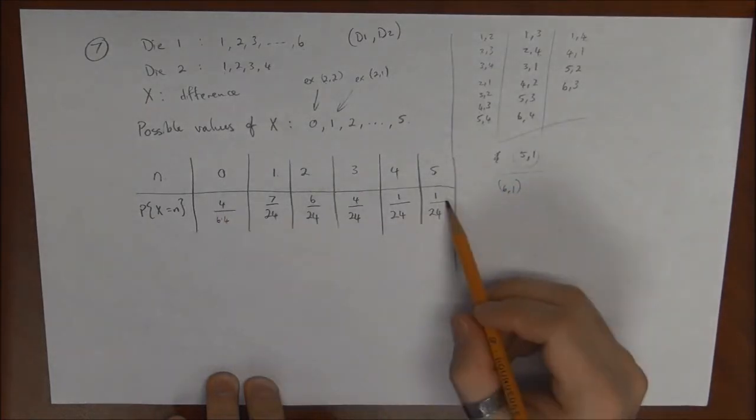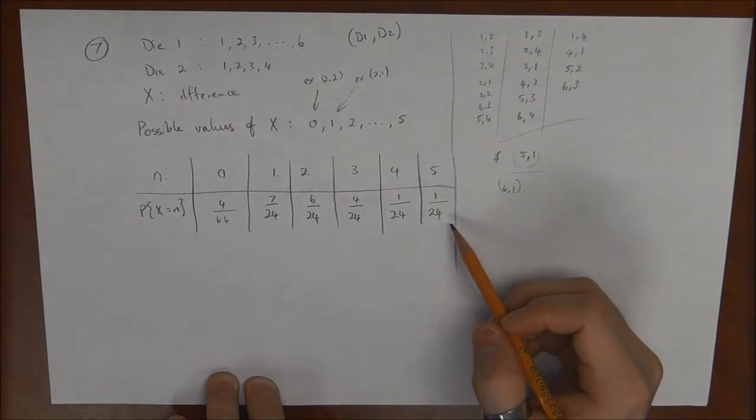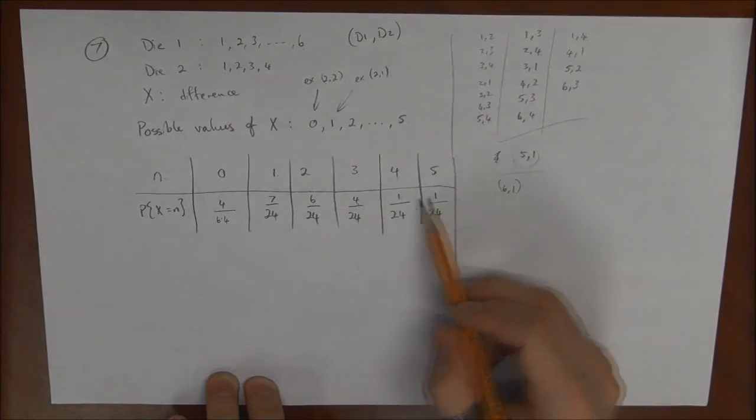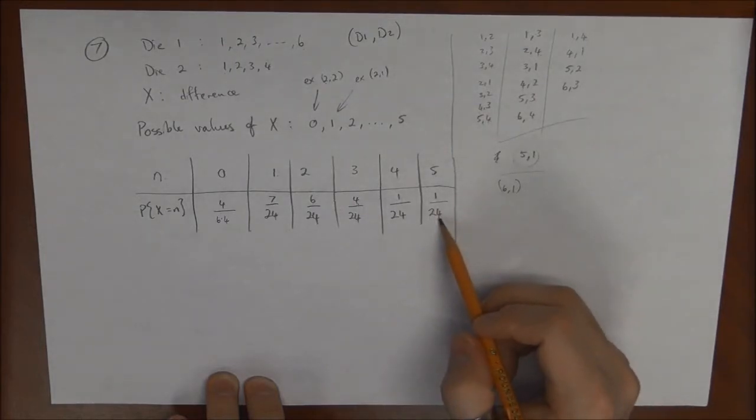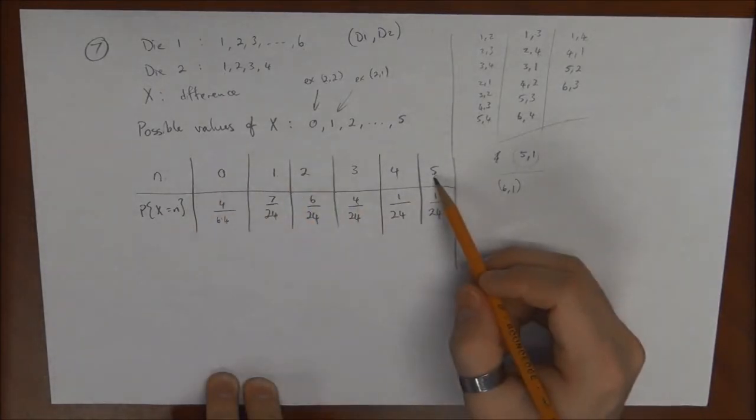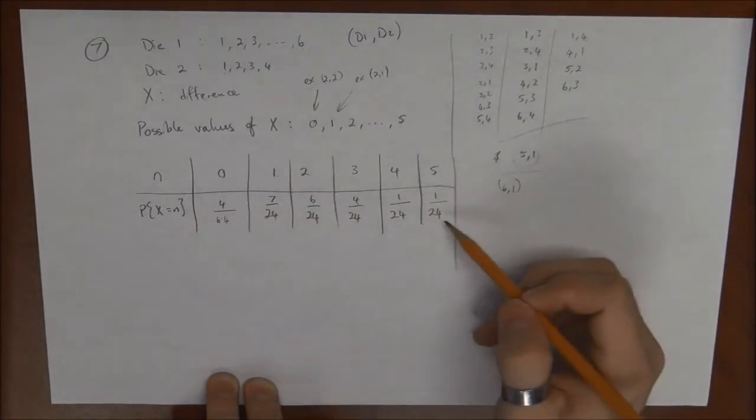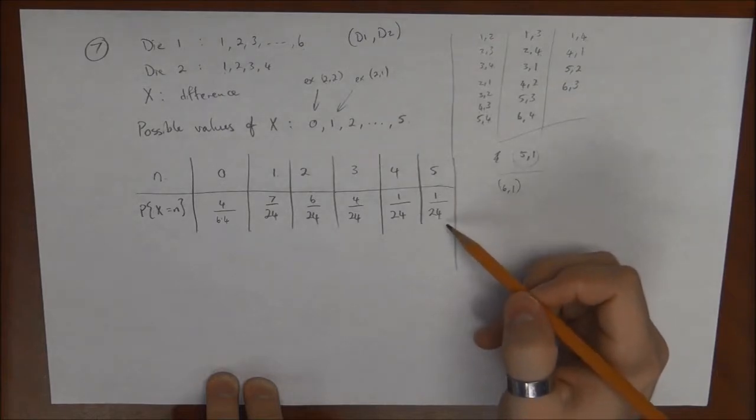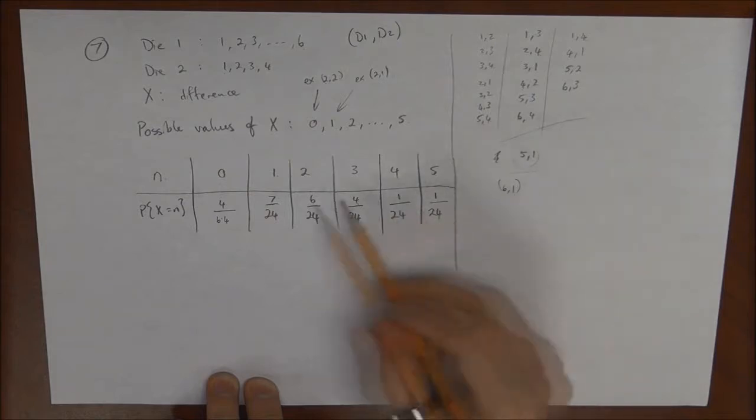Now I add these up and I get 23. This was 21, 22, 23 out of 24. But I know if I look at all the possible values of my random variable, the probabilities have to add up to 1. In other words, 24 out of 24. I get 23 out of 24. So that tells me that I've missed one.